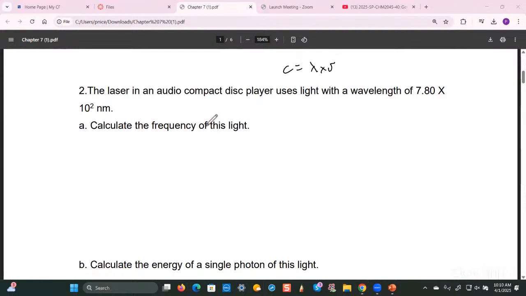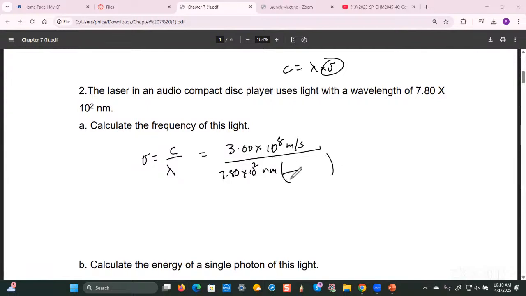So how would you calculate nu, the frequency? Nu would be equal to what? Based on this equation, c divided by lambda. Now c, as I said before, is always 3.0 times 10 to the 8 meters per second, divided by lambda, which is 7.80 times 10 to the 2 nanometers. But now we have to convert that to meters, right?